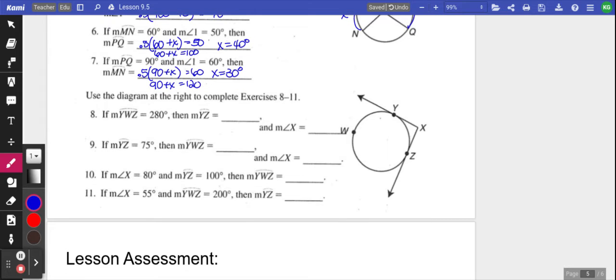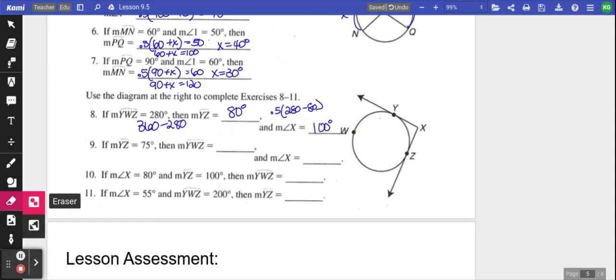And this one I have two tangents, and it says that YWZ is 280. So then YZ must be what's left of 360 minus 280, which is 80 degrees. Measure of angle X would be half of their differences, which is 100.